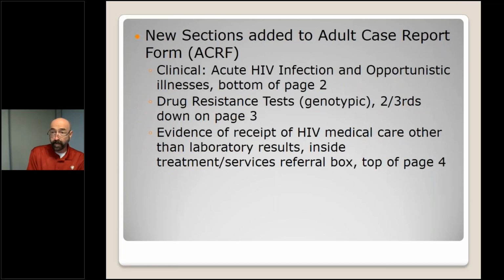We're going to review the new sections, and then I'll give you some more specifics about each section. Some of the new sections are in the clinical part, about acute HIV infection and opportunistic illnesses, at the bottom of page 2. If you have the adult case report form handy, it might be easier to follow along. Drug resistance testing, the genotypic testing, is 2/3 down on page 3, a new section. And the question, evidence of receipt of HIV medical care other than laboratory results, is inside the treatment services referral box at the top of page 4.